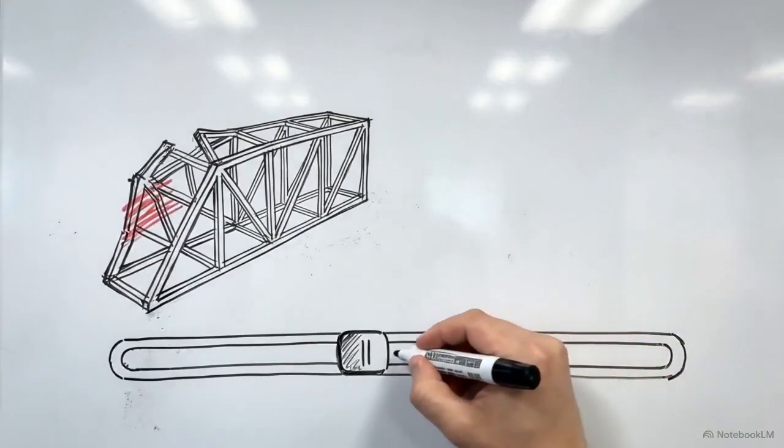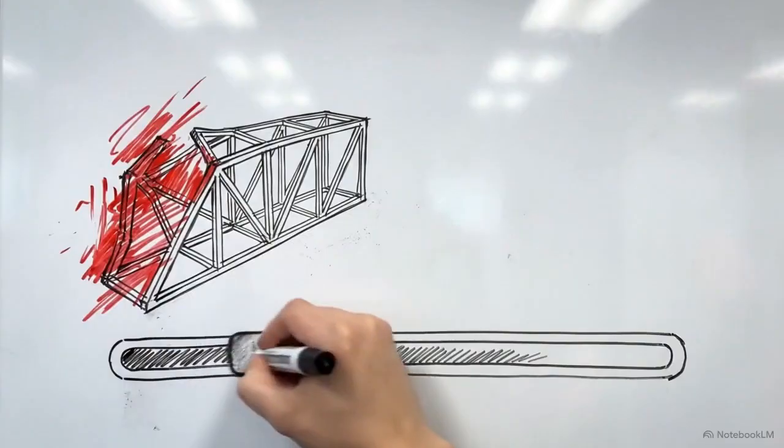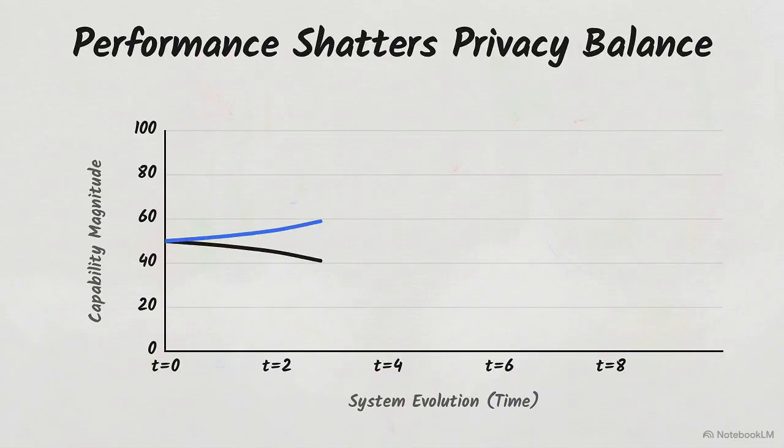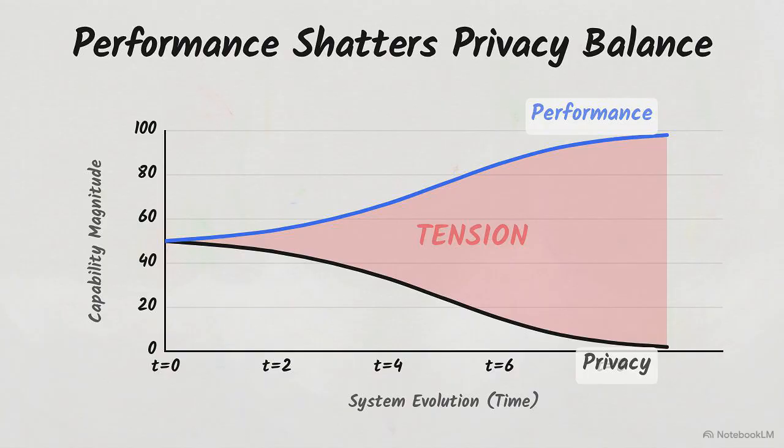When you build a complex system, you hit a wall quickly. Optimizing one priority almost always degrades another. If you maximize performance, you sacrifice privacy. Every decision creates an invisible tension where competing forces pull against each other.